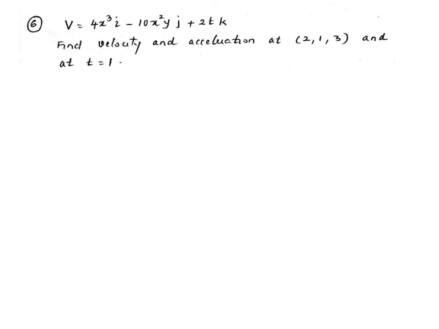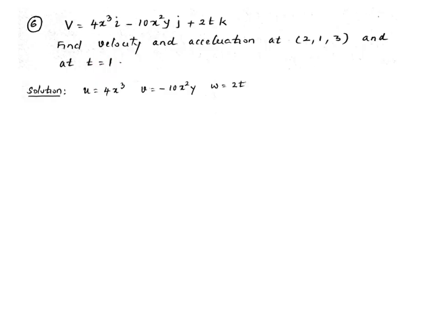Again, a similar problem related to velocity. The velocity vector will be given. You know that 4x³ is u, −10x²y is v, and 2t will be w. You have to find the velocity and accelerations at point (2, 1, 3), and also at time, since time is involved here, the time is given as 1 second.